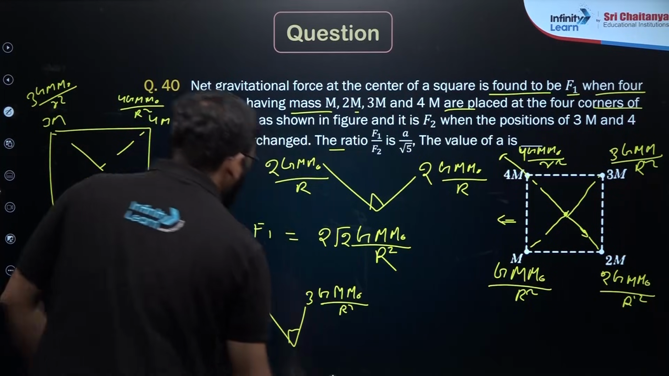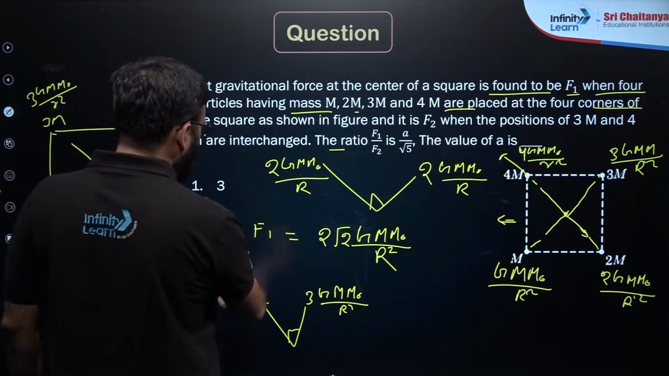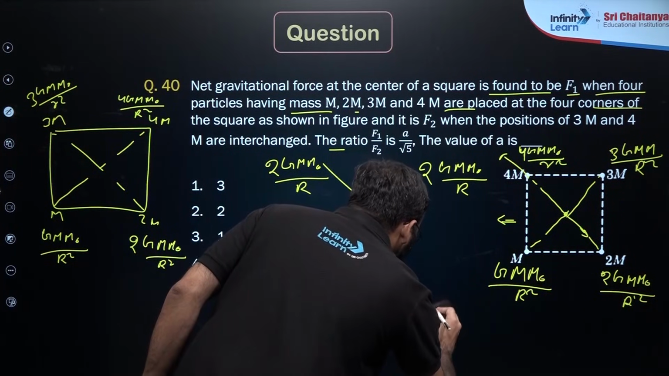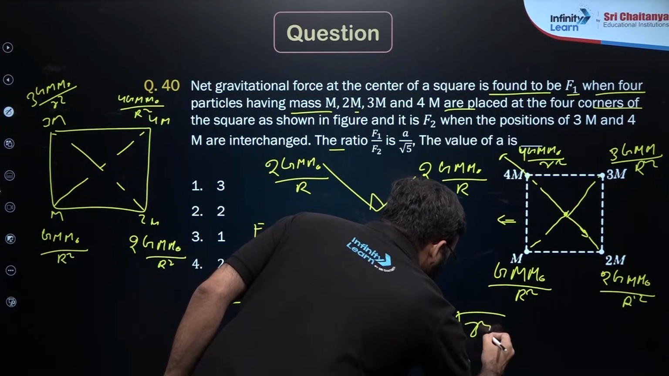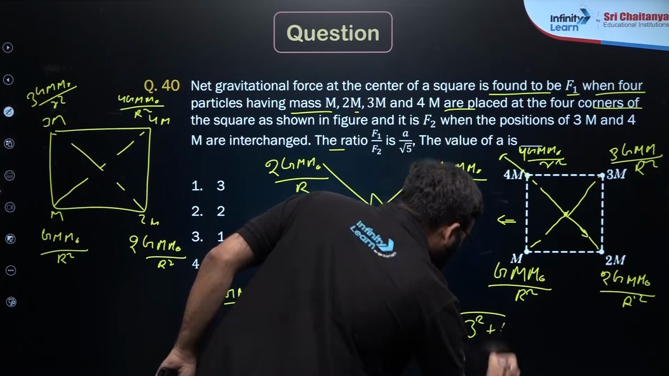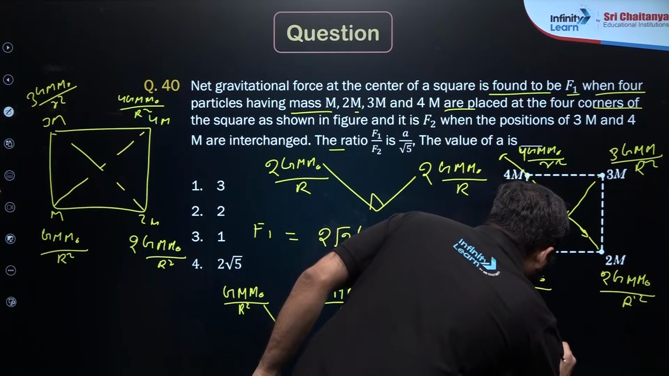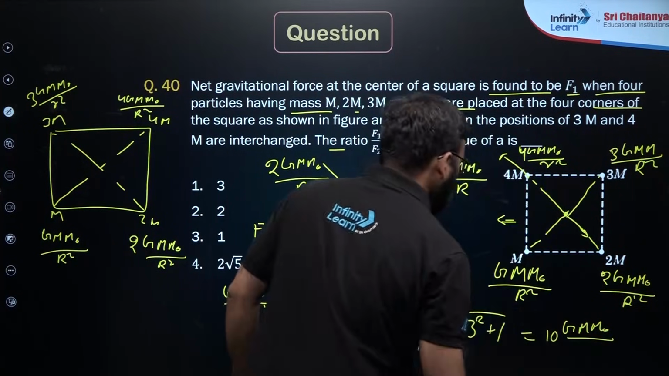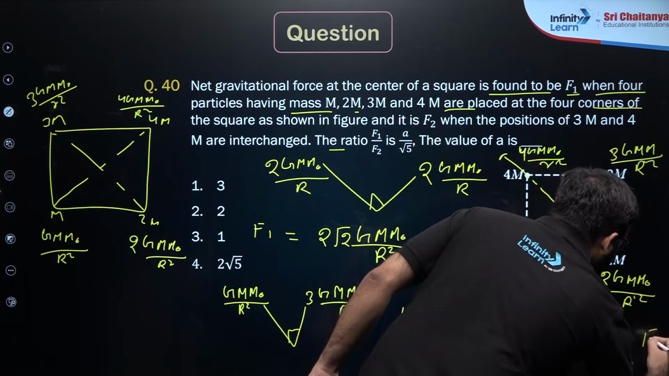Again both are perpendicular, beta here. So perpendicular means square root of 3 square plus this square. So GMm0 upon r square equals to 3 square plus 1, 3 square is 9, 9 plus 1 is 10. So this will be square root of 10 times, upon r square, into GMm0. This is my F2.